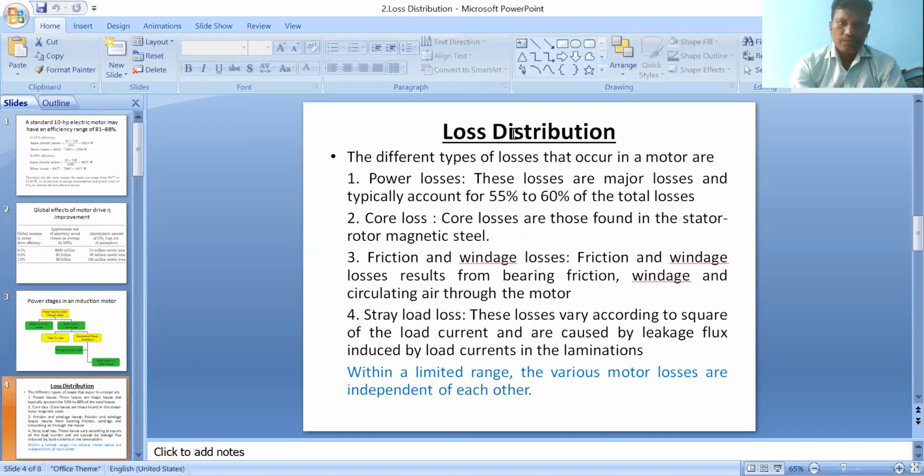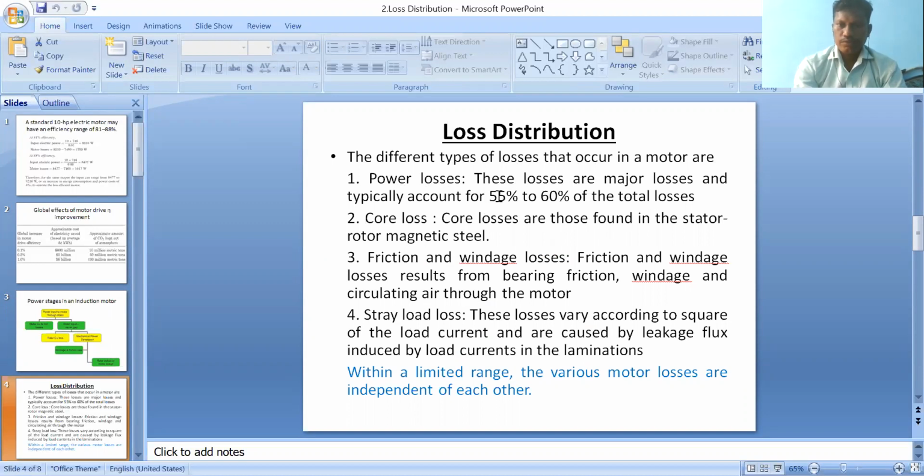So what is loss distribution? There are different types of losses that occur in a motor, that is copper losses, friction and windage losses, and stray losses. So what are power losses? These losses are major losses, typically 55% to 60% of the total losses.